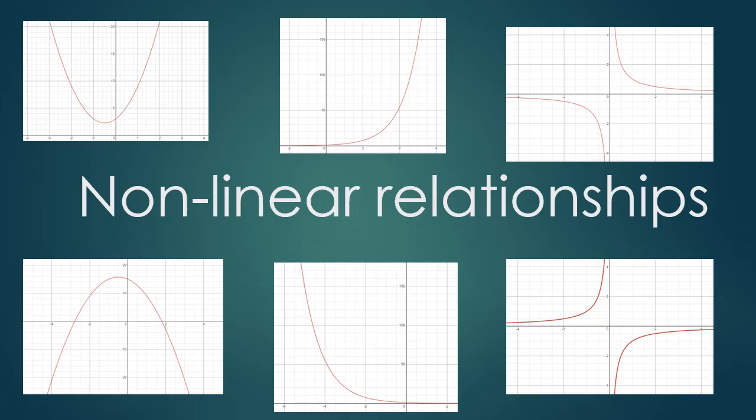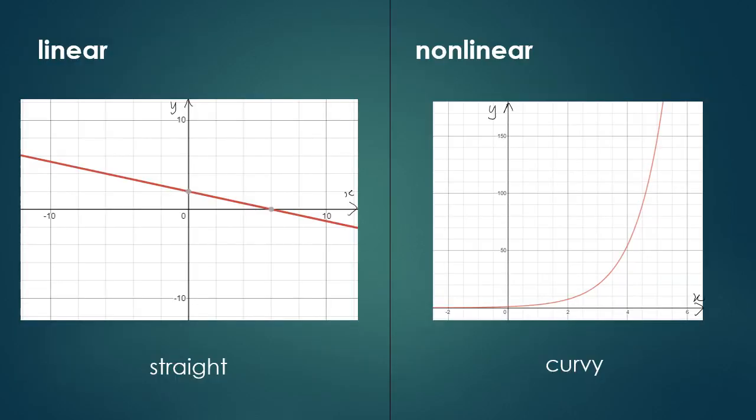One of the topics in Mathematics Standard 2 is nonlinear relationships. What is a nonlinear relationship? Put simply, it's a relationship between two variables that is not a straight line. In this picture here on the left, the input variable x and the output variable y are related by a straight line. This is called a linear relationship.